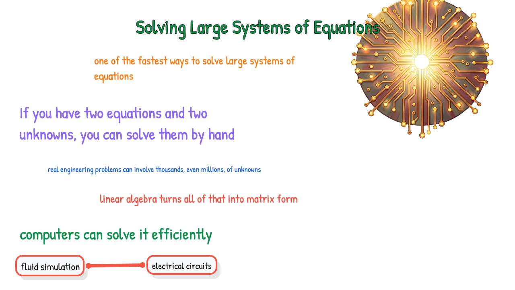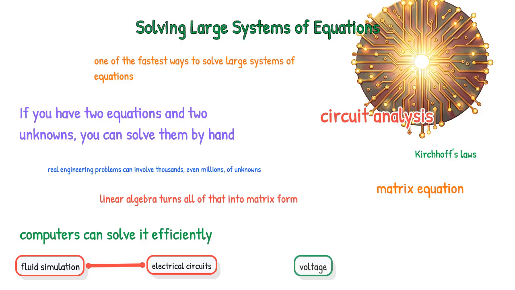A concrete example is circuit analysis. Each node in a circuit obeys laws like Kirchhoff's laws. Those relationships become a big matrix equation. Solve the matrix and you know the voltage and current everywhere in the system. That is not just neat, it is how engineers design and test systems before building them.